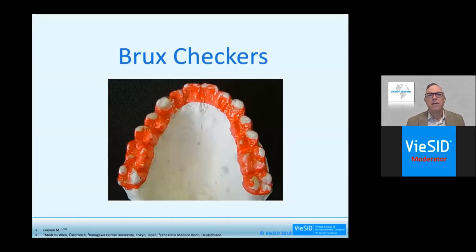Here are two quick definitions of tools we use in VieSID Diagnostics, so you will understand what they are. The first are Bruch's checkers. These 0.1 millimeter very thin foils with red ink on them are worn to study bruxing, as well as daytime habits.